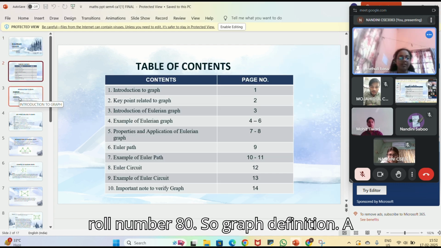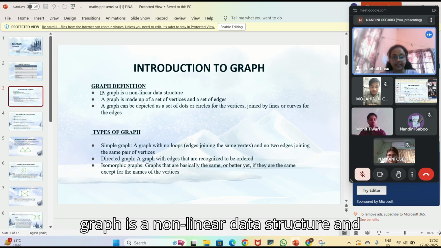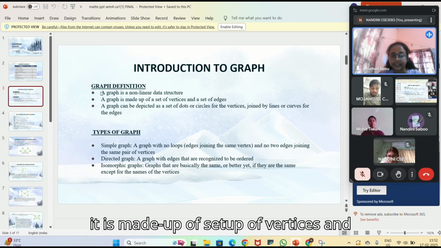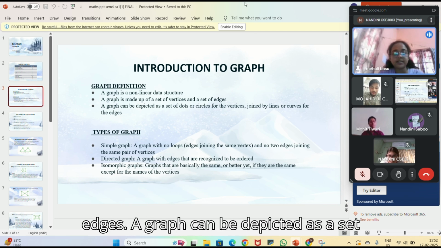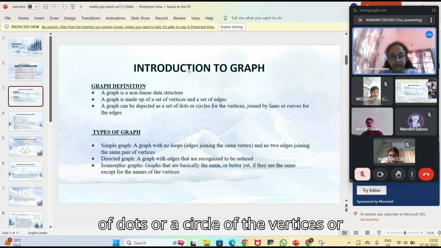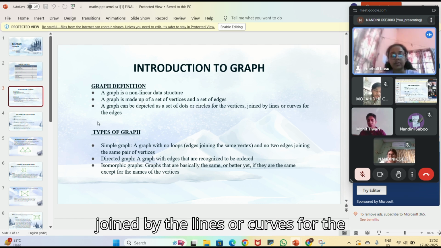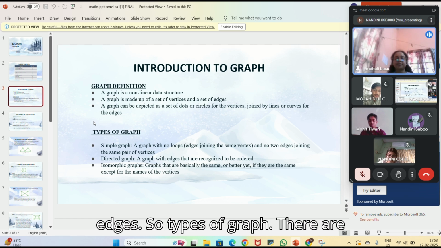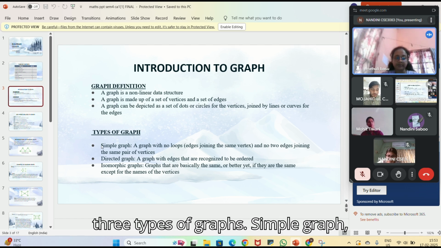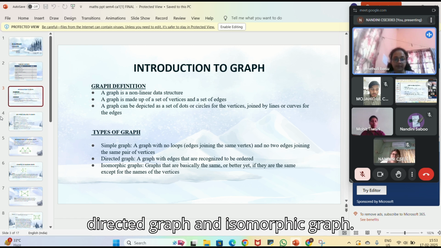Graph definition. A graph is a non-linear data structure made up of a set of vertices and edges. A graph can be depicted as a set of dots or circles for the vertices, joined by lines or curves for the edges. Types of graph: there are three types of graph: simple graph, directed graph, and isomorphic graph.